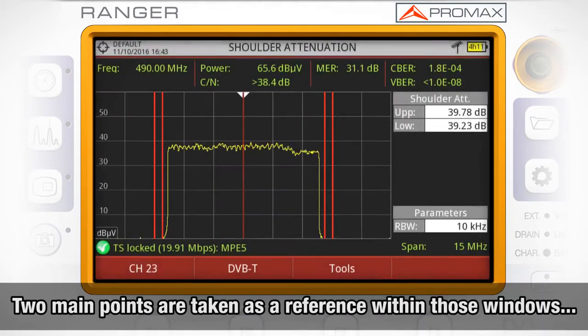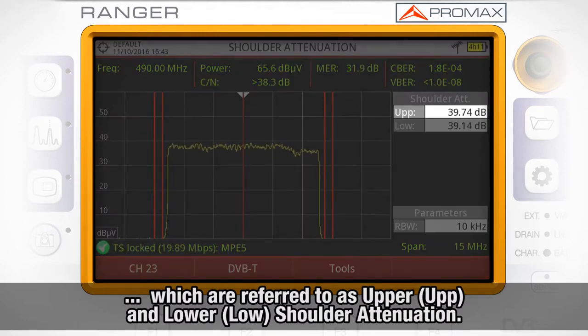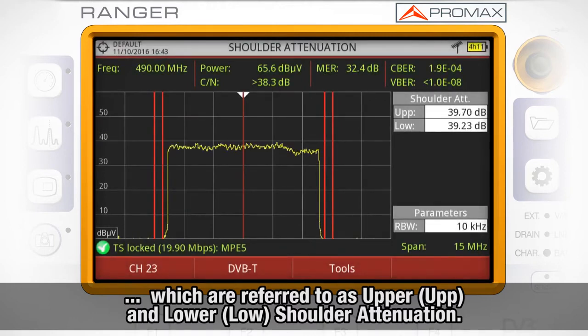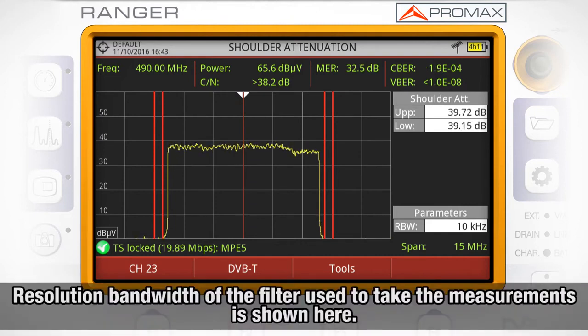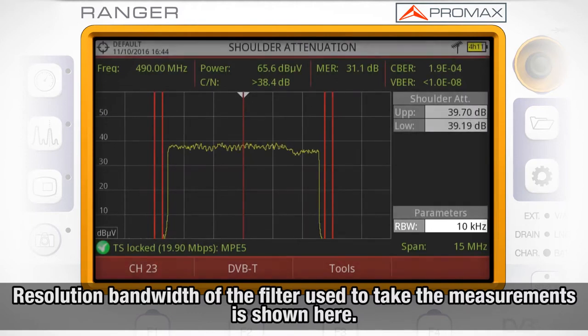Two main points are taken as a reference within those windows, which are referred to as upper shoulder attenuation, up, and lower shoulder attenuation, low, both shown automatically on the analyzer. Resolution bandwidth of the filter used to take the measurements is shown in the lower right corner of the screen.